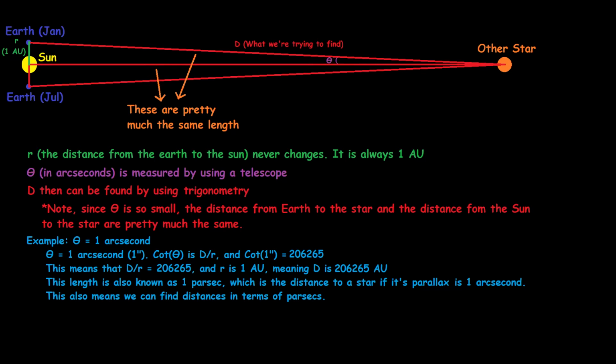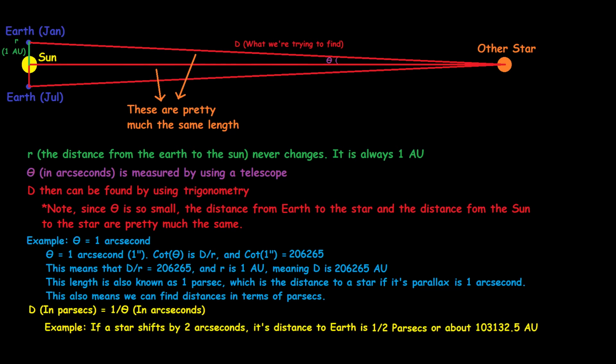In order to make these calculations easier, astronomers use a measurement called parsecs. A parsec is the distance to a star if its parallax is 1 arcsecond. From what we found, 1 parsec is 206,265 AUs. A general formula for calculating the distance in parsecs is 1 divided by the angle the star shifts in arcseconds. This means that we can find things in terms of parsecs. If the angle a star shifts is 2 arcseconds, its distance to Earth is half a parsec.